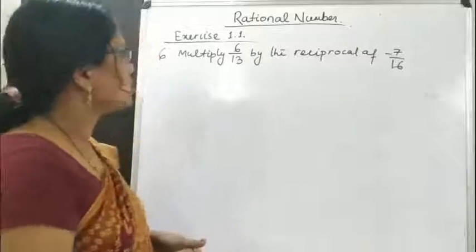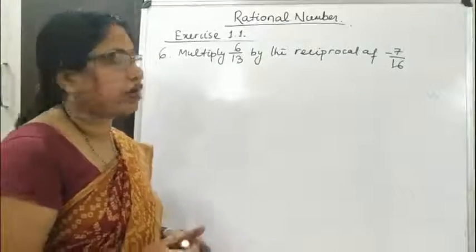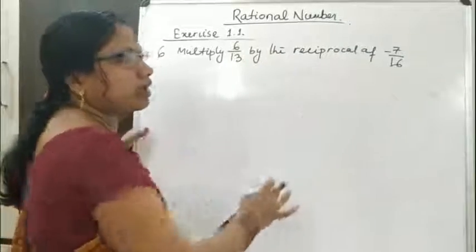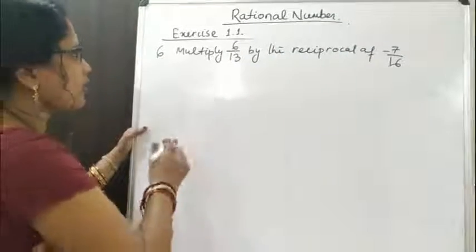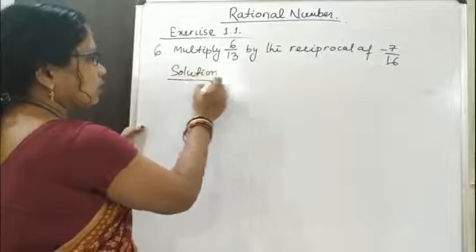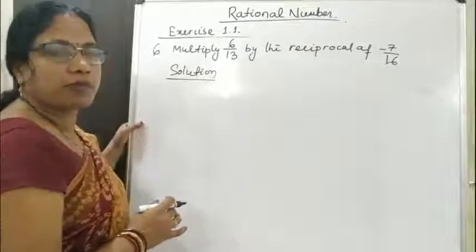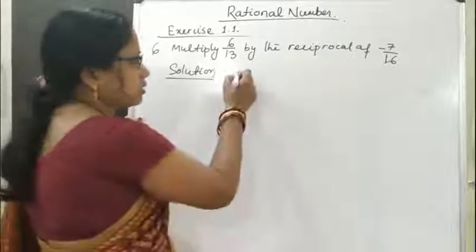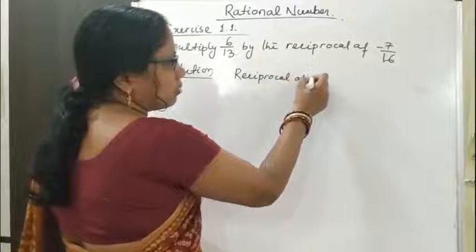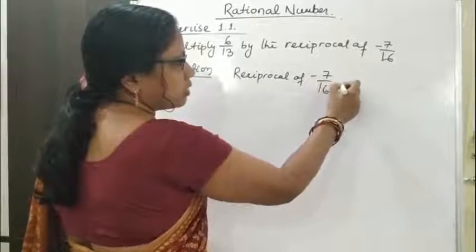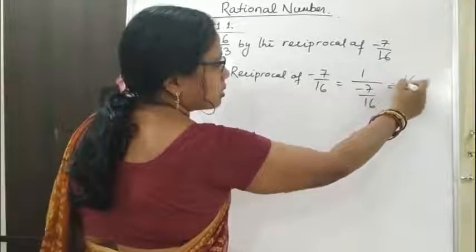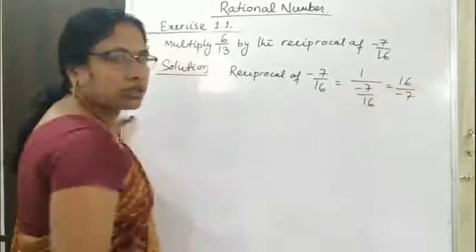Question number 6 of exercise 1.1. Multiply 6 by 13 by the reciprocal of minus 7 by 16. So this is the solution. First we have to find the reciprocal of minus 7 by 16. So the reciprocal of minus 7 by 16 is equal to 1 by minus 7 by 16. So this is equal to 16 by minus 7.